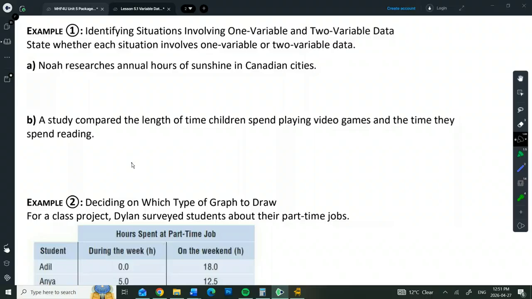Okay, so you're going to tell me which of the things below is 1 variable or 2 variable data. NOAA researches annual hours of sunshine in Canadian cities. Are there 2 variables or 1 variable? So they have to be measurable values, right? So this one, you could almost do it with a bar graph, right? You could say Toronto, Calgary, and so on. So the annual hours is the variable there. So this is going to be 1 variable data.